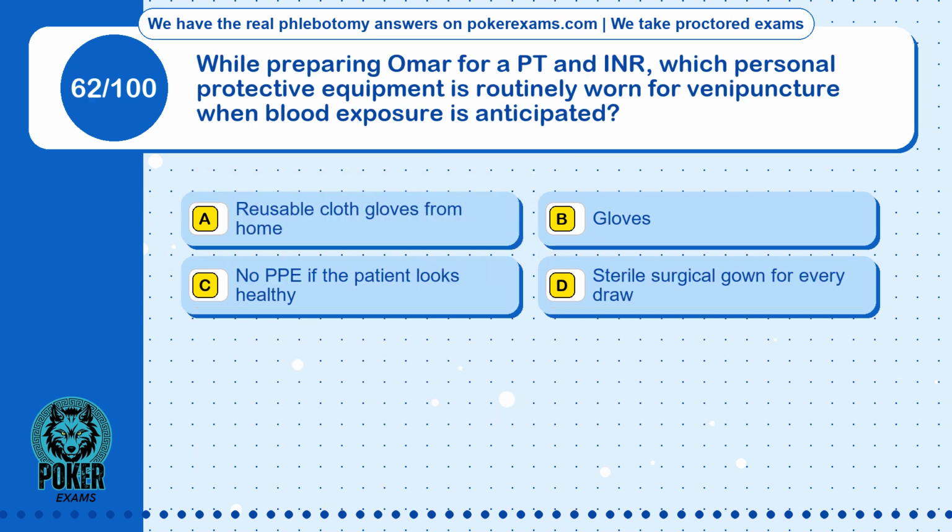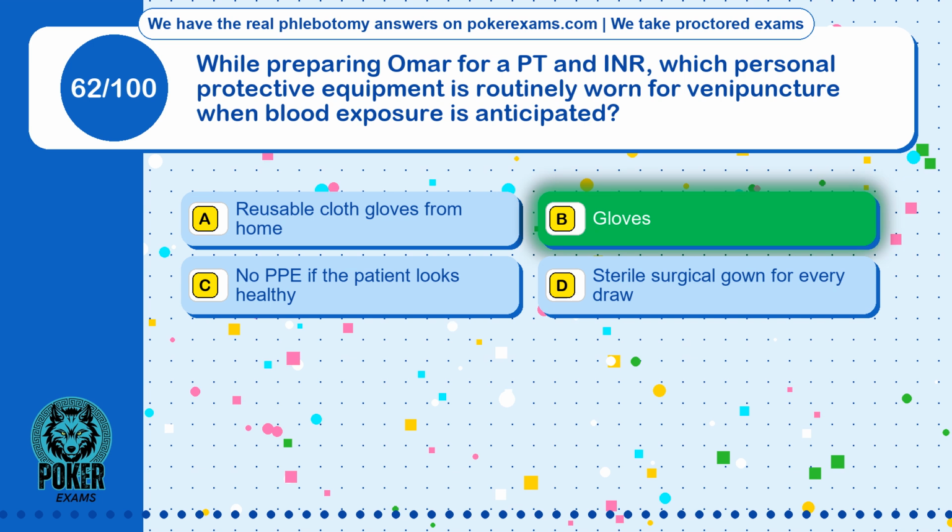Question 62. While preparing Omar for a patient, which personal protective equipment is routinely worn for venipuncture when blood exposure is anticipated? Option A, reusable cloth gloves from home. Option B, gloves. Option C, no PPE if the patient looks healthy. Option D, sterile surgical gown for every draw.